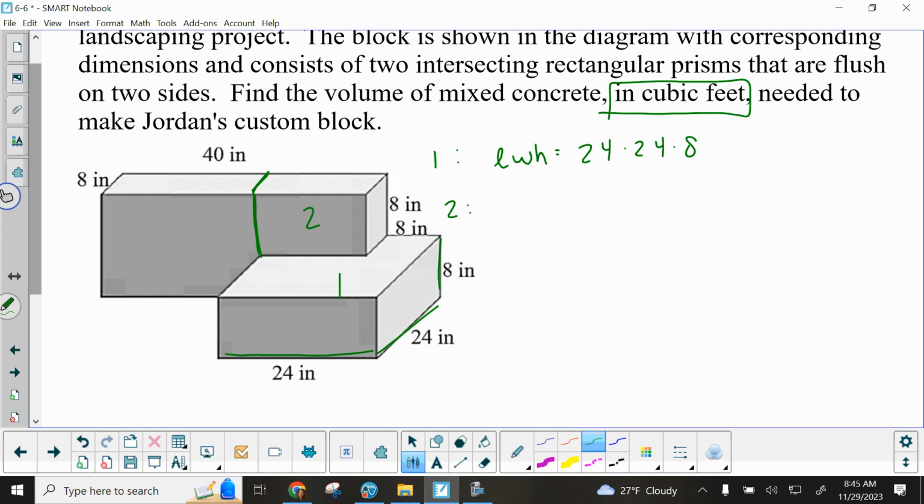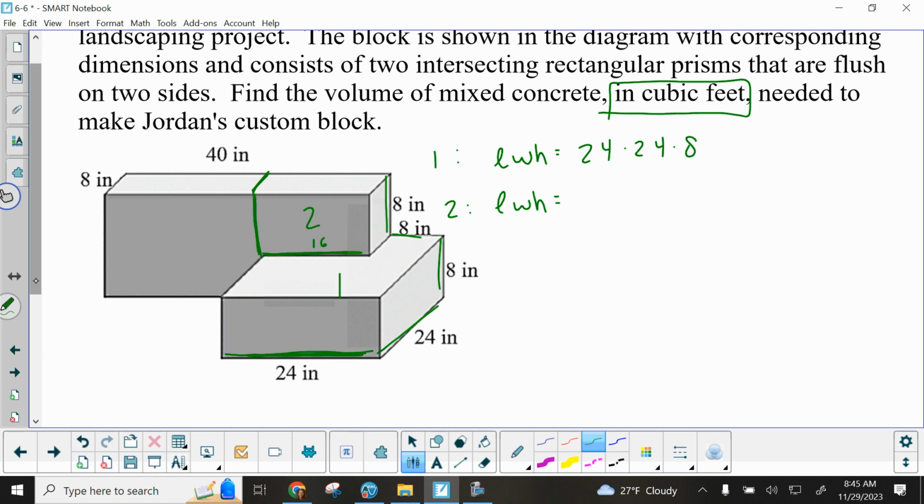Block 2, I'm going to call this chunk right here. And I know it's length times width times height again. So I have a height of 8. And I need to figure out this dimension right here. Well, all the way across is 24. And this is 8. So this must be 16. So I've got the 8 and I've got the 16. Now I need to figure out this depth, how deep it is, or the width or the height, whatever I want to consider this dimension. So I look carefully and I realize it's 8.